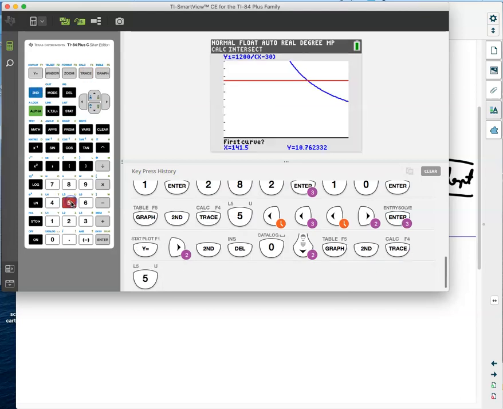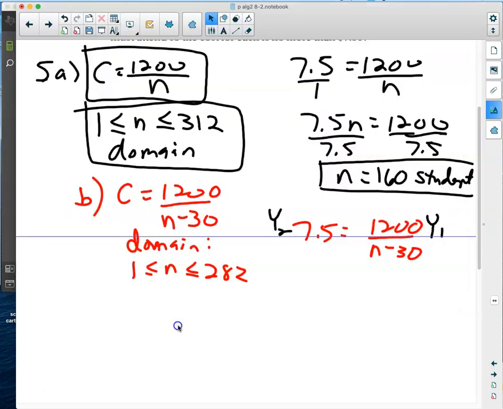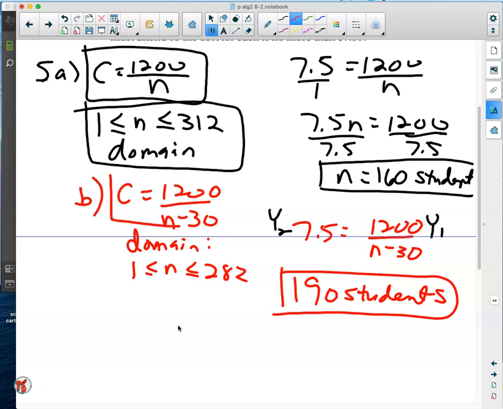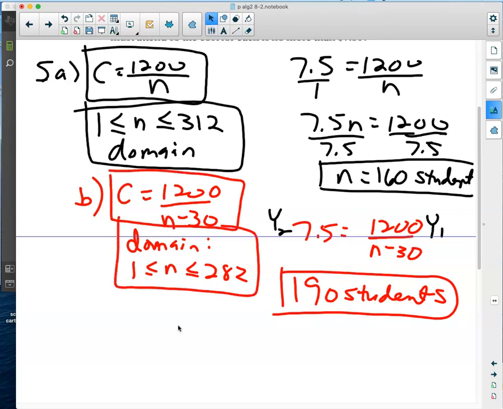Second trace, number 5. Where are you, Blinky? So Blinky was way up there. I'll bring Blinky down. Enter, enter, enter. So 190. If they can get 190 students to go or more, same thing with our 160 up there. If they can get more than 160, more than 190, then they can keep that cost down to $7.50.